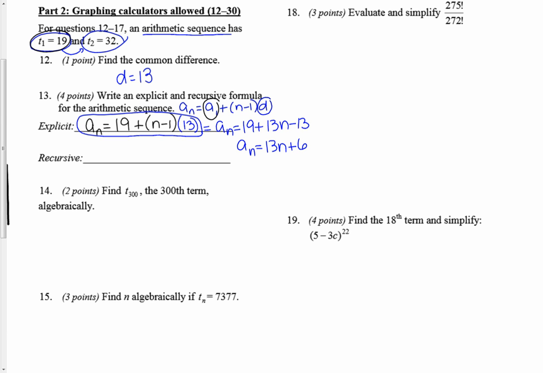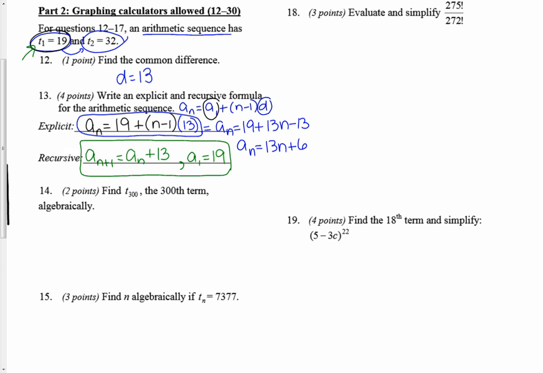Okay, to write a recursive formula, I'm going to start out with a sub n plus 1. That means to get to the next term, what am I going to do? I'm going to take a sub n, which is the current term, and add 13 to it, which was my common difference. Remember, whenever you write a recursive formula, you also need to include the first term, which was 19 for me. Again, I use a's and the question used t's, but it doesn't really matter, so long as you're consistent.